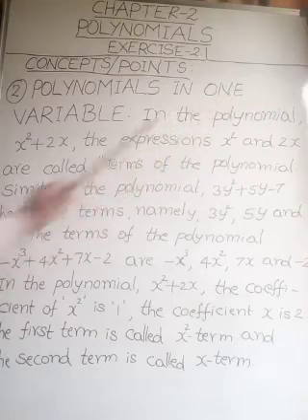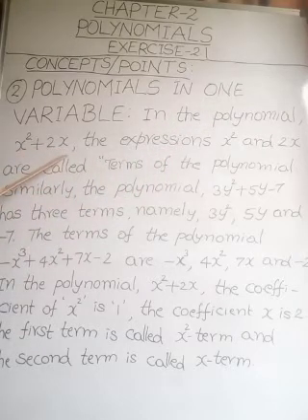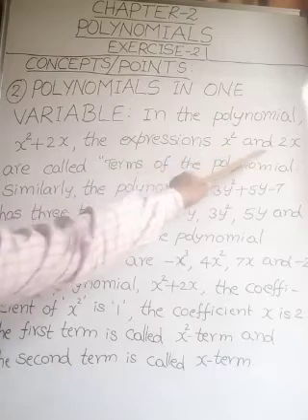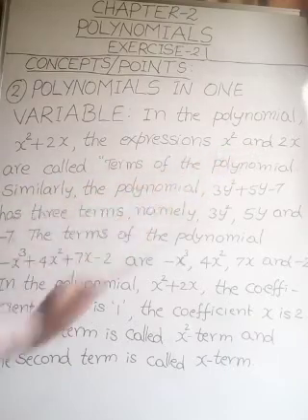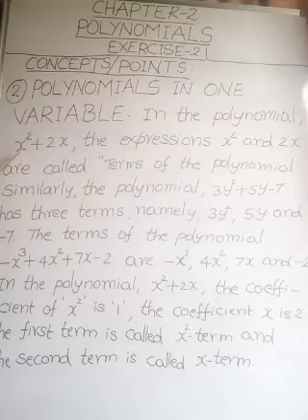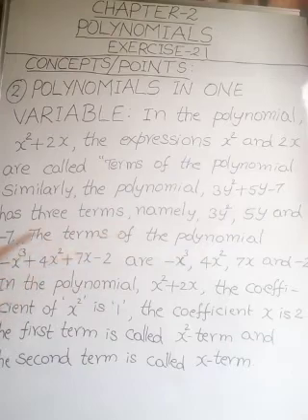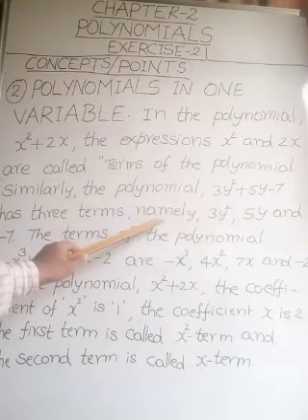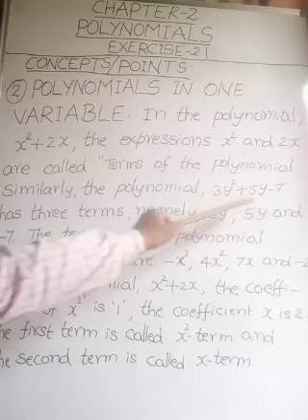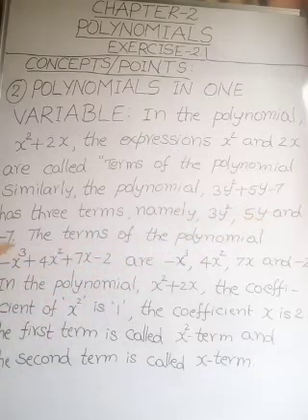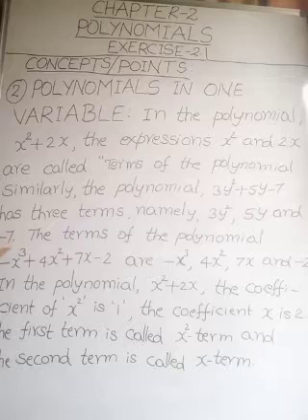In the polynomial x square plus 2x, the expressions x square and 2x are called terms of the polynomial. How many terms are there? Two terms. x square is one term and 2x is the second term. Similarly, the polynomial 3y square plus 5y minus 7 has three terms. What is the first term? 3y square. What is the second term? 5y. And what is the third term? Minus 7. Is it clear, my dear children, how to identify the terms of a polynomial?